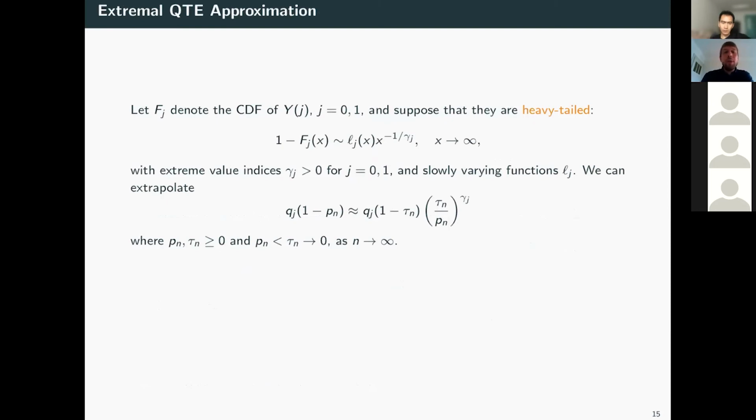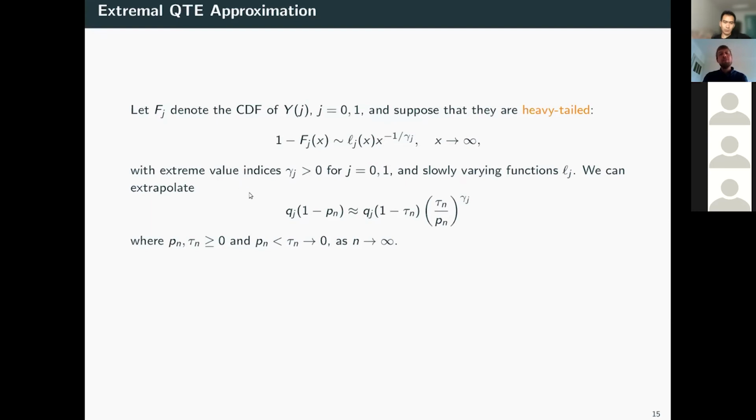So how can we estimate extremal quantile treatment effects? Well, we have to use an approximation, and our assumption here is that our potential outcome distributions are heavy-tailed, as we've seen before. So the tail behaves like a polynomial. And now for different treatments, we can actually have different extreme value indices here. We also have some theory for non-heavy-tailed data, but I will concentrate here on the heavy-tailed case because it's the most interesting one.